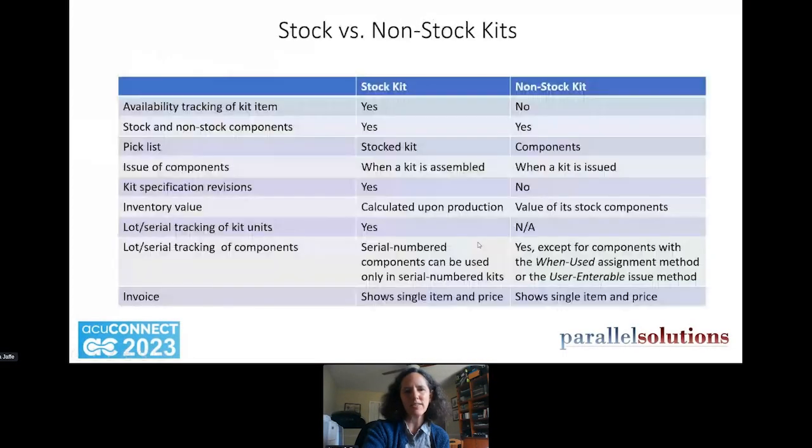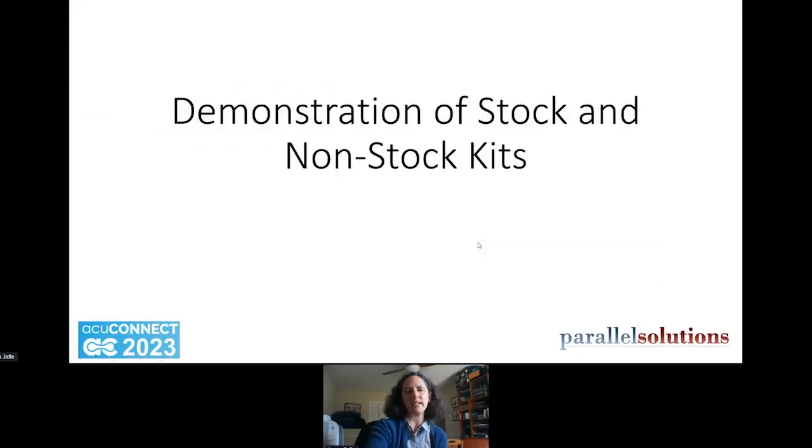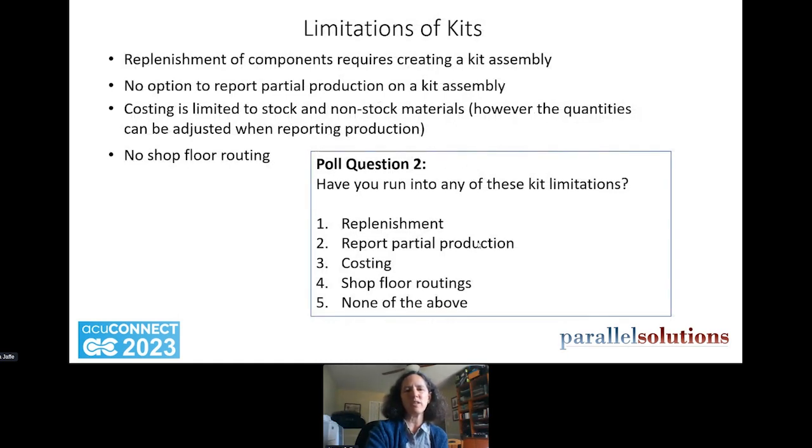Sorry, lost my place. Okay, so we looked a little bit at kits, stock and non-stock kits and assemblies. So what are some of the limitations of kits? Replenishment of the components can be awkward. The demand for the components is created when the kit assembly is created. So once you create that assembly, you don't have to release it. It is going to create some demand until you release the assembly. The sales order itself does not create demand for the components.